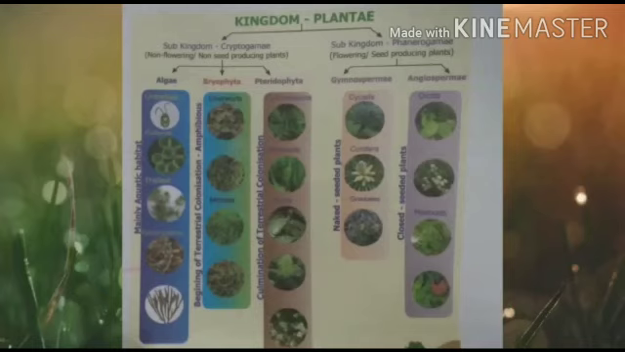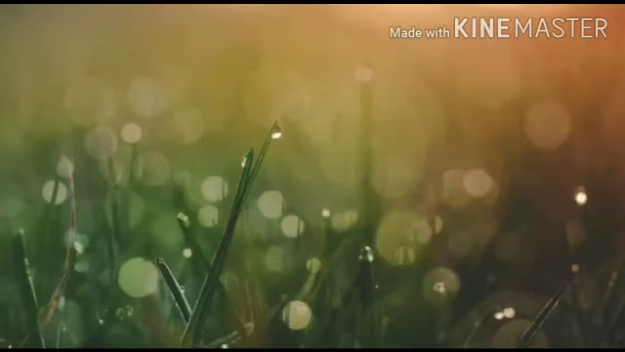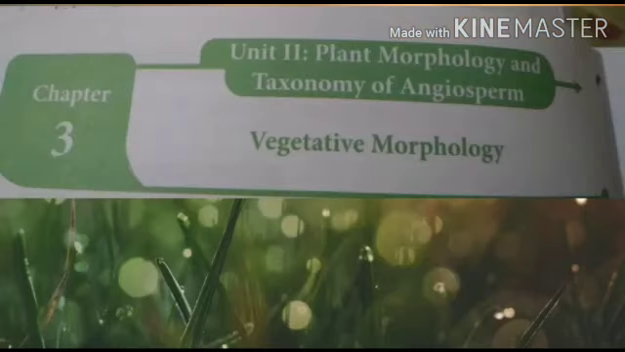So the plant morphology was classified into two major categories, mainly vegetative morphology and reproductive morphology. Here the vegetative morphology is nothing but vegetative parts, that is root, shoot or stem, leaf, and then reproductive morphology is nothing but flower, fruit, seeds. Here in our third lesson we want to study about the vegetative morphology. This is the introduction about the plant morphology.